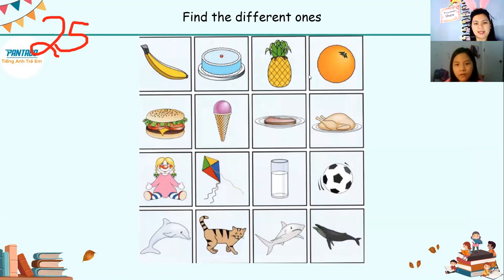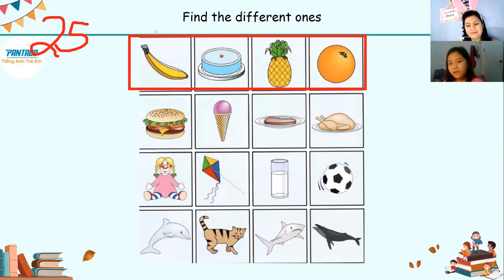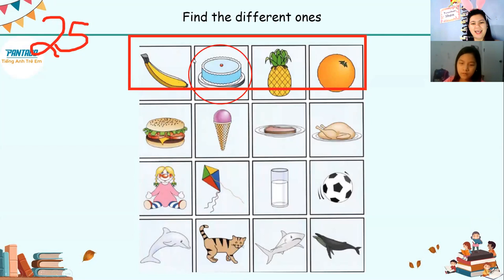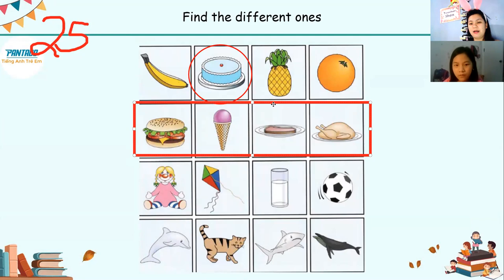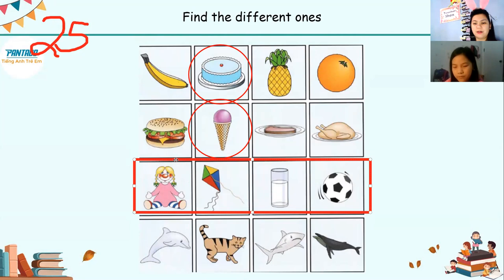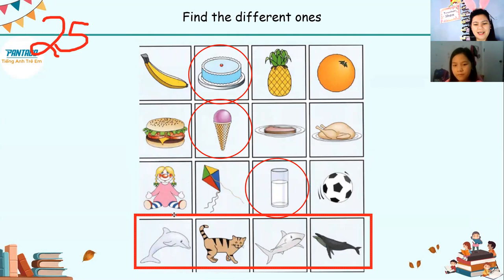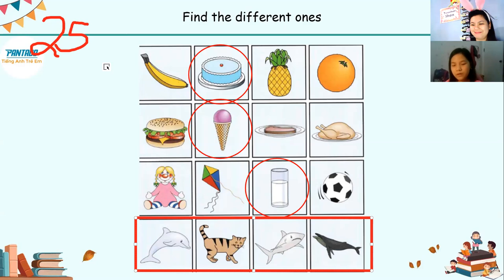Now let's continue. Find the different ones, okay? In this picture, for example, banana, cake, pineapple, and orange. Which picture is different? The cake is different. It's the cake. Okay, very good. Number two. Hamburger, ice cream, steak, or chicken? The ice cream. Good job. Number three. The doll, kite, milk or bowl? Milk. Okay, very good. Next question. Dolphin, cat, shark, and whale. The cat. All right, the cat is different, so I'm going to add 4 points.